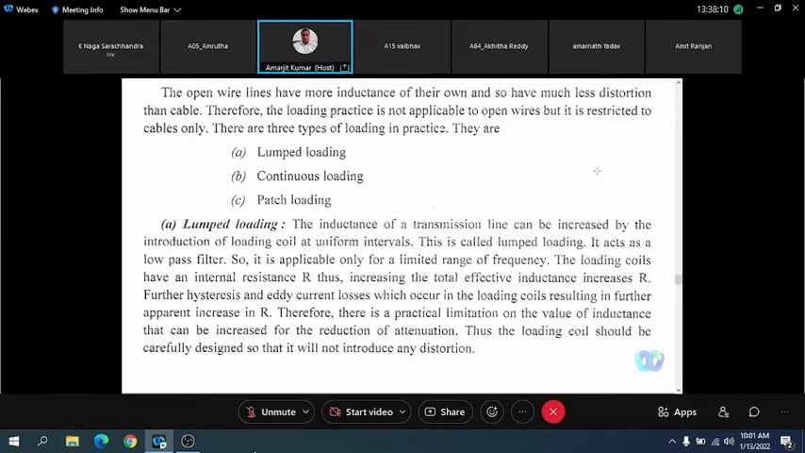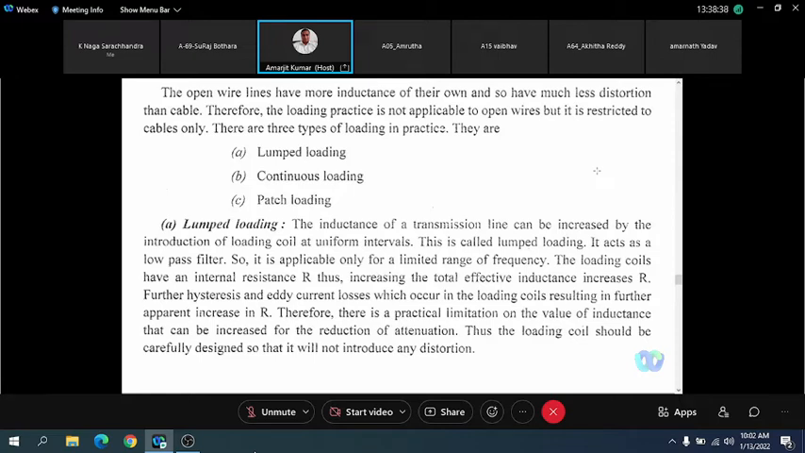So we had to make LG equal to RC, and we had to increase the inductance. So how were we increasing the inductance? By the placement of lumped inductors, or lumped loading coils, at uniform intervals. So that was the lumped loading.